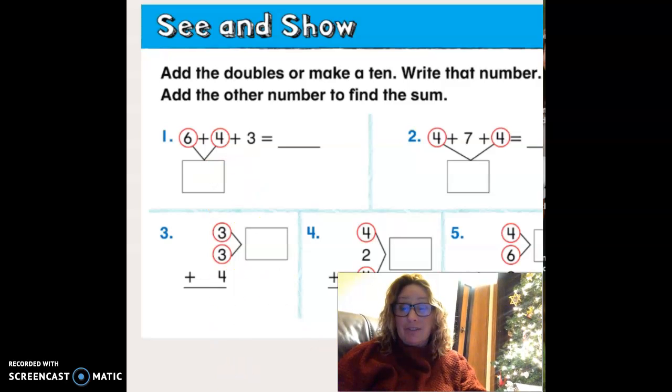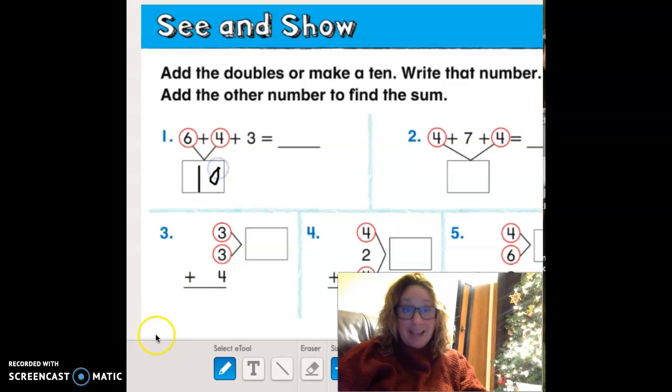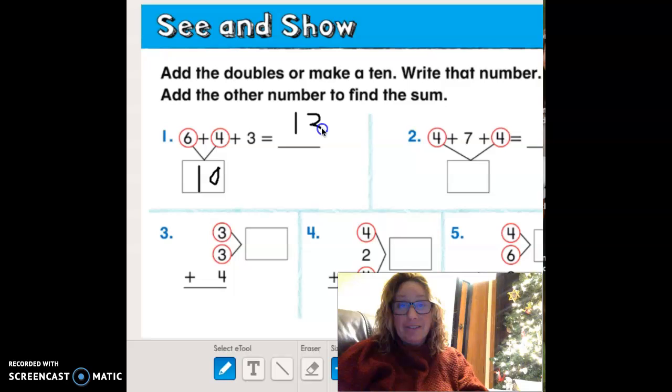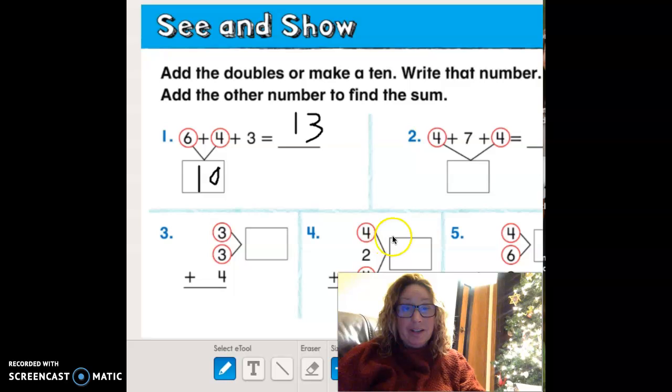so I'm going to fill that in there. Then I can take this 10 and add 3. 10, 11, 12, 13. So this sum is 13. Now, you try number 2. 4 plus 7 plus 4. Now, there's a hint here. They circled the 2 4's. So solve that first. Add 4 plus 4, get the doubles fact, and then keep adding the 7.